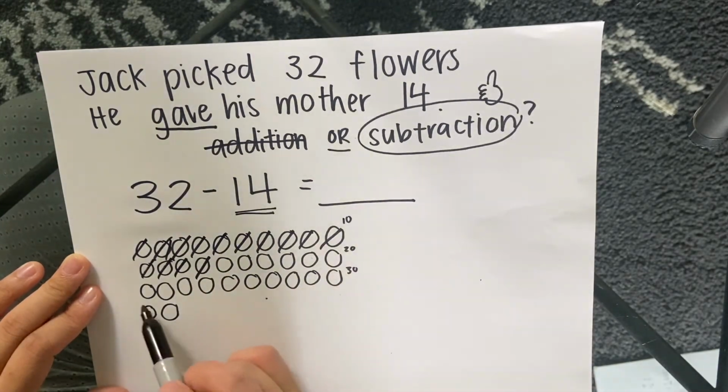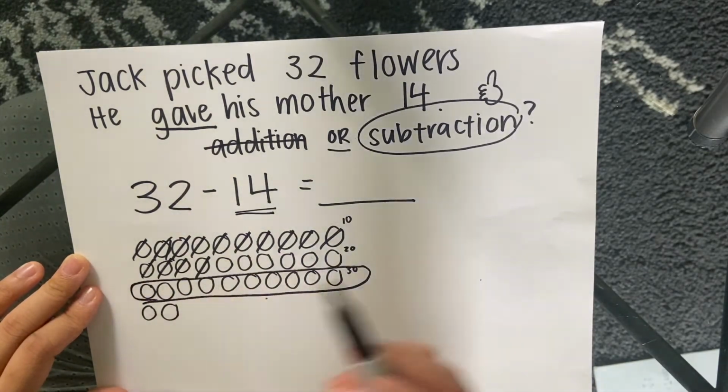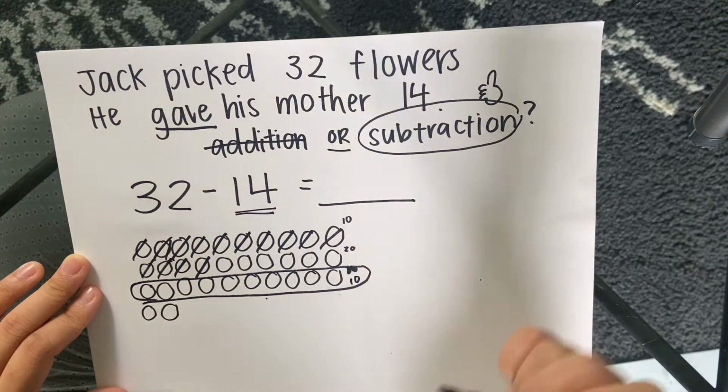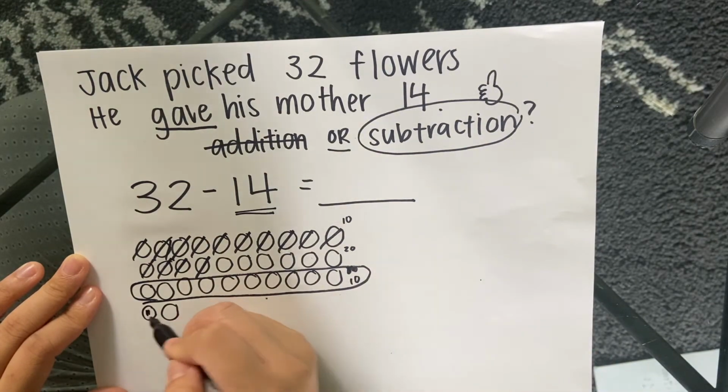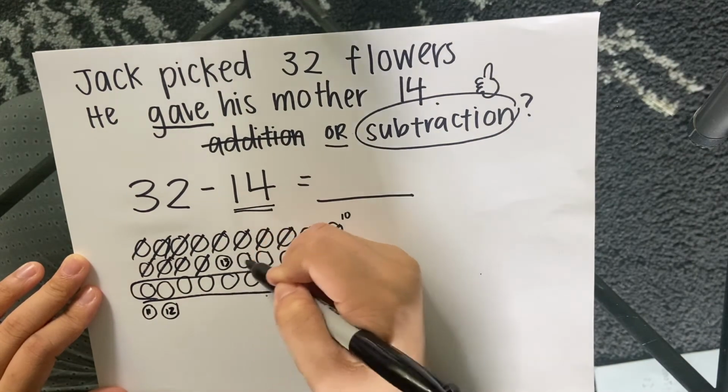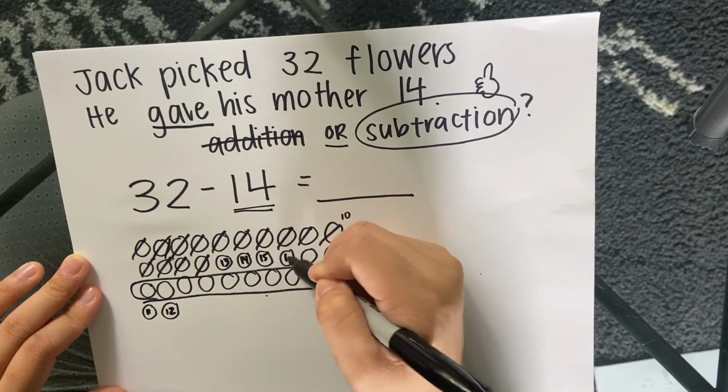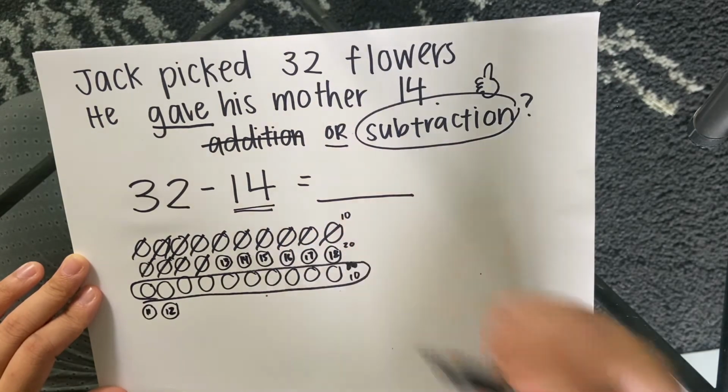And now I need to count up how many I have left. I don't have to count that group. It's already a 10. I know that. So I'm going to start 11, 12, 13, 14, 15, 16, 17, 18.